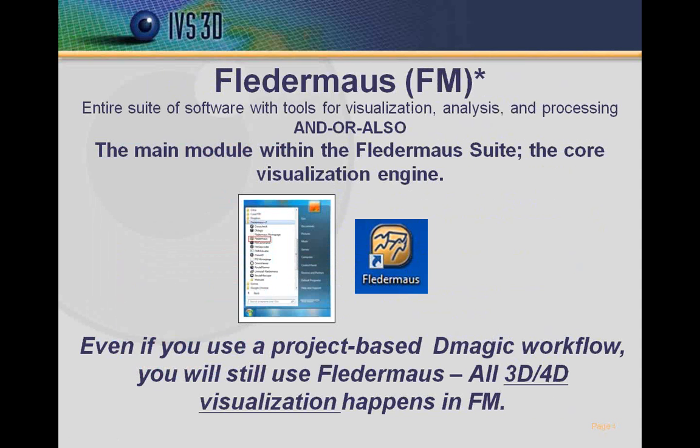Just quickly on the Fledermaus module, we abbreviate it often FM. So if in my slides you see an FM, that's what that means. The word Fledermaus refers to the entire suite of software, and it also refers to the Fledermaus module, which is a module within the Fledermaus suite. And Fledermaus is the main visualization module. Even if you are using DMagic and a project-based workflow like we're going to talk about today, Fledermaus is still your visualization engine. So if you want to see things in 3D or 4D, you go to Fledermaus afterwards. That's always the core engine for your data.